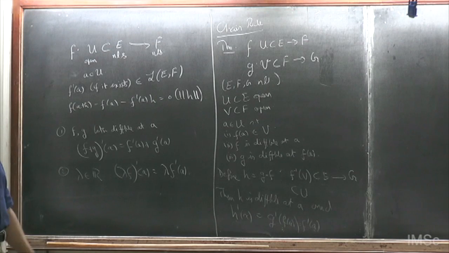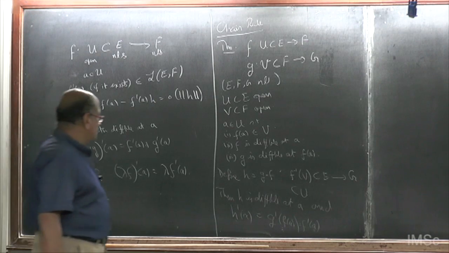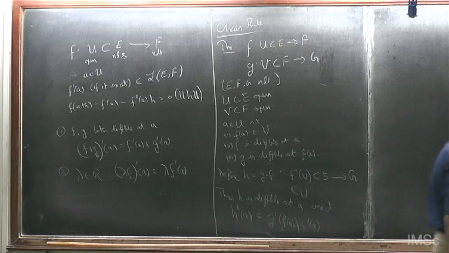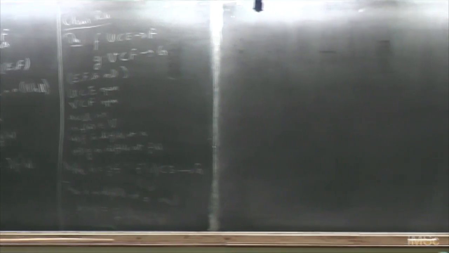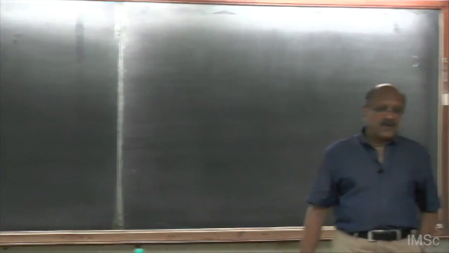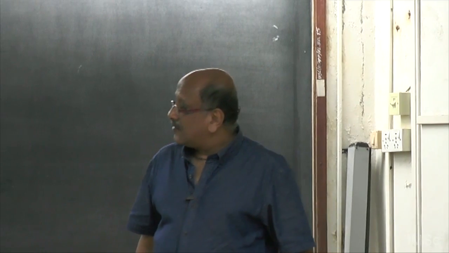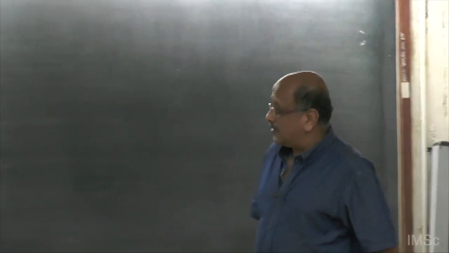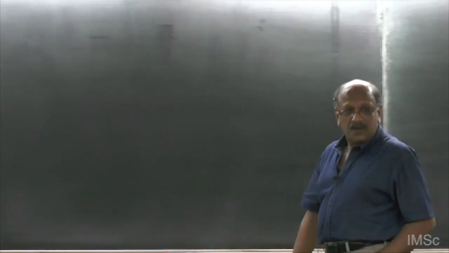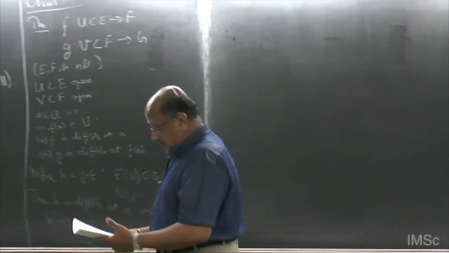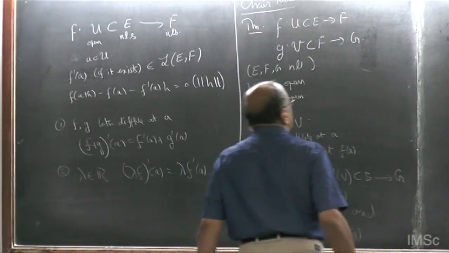Now, I have to prove this. So, is the statement clear? You have a composition of two differentiable maps, and then you say the composition is differentiable, and here is the formula for it. So, it is the composition of the corresponding derivatives.